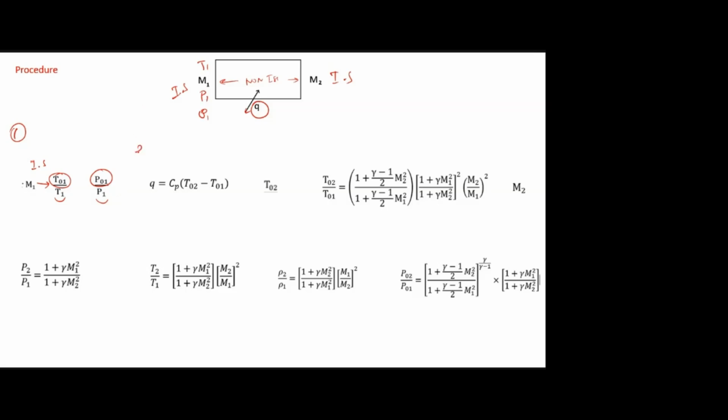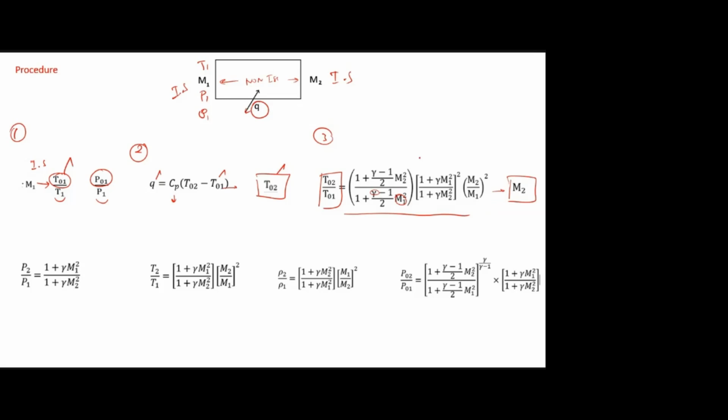Then the second step, we will use this formula. We know the Q value, we know the T01 value, and Cp for air we know. So using this formula I can find T02. This is my second step. Then the third step: I know both T01 and T02, so I can find this ratio, and in this formula I know the gamma value and the M1 value. Then solve it, and you can find M2. This is the third step. Is it clear?